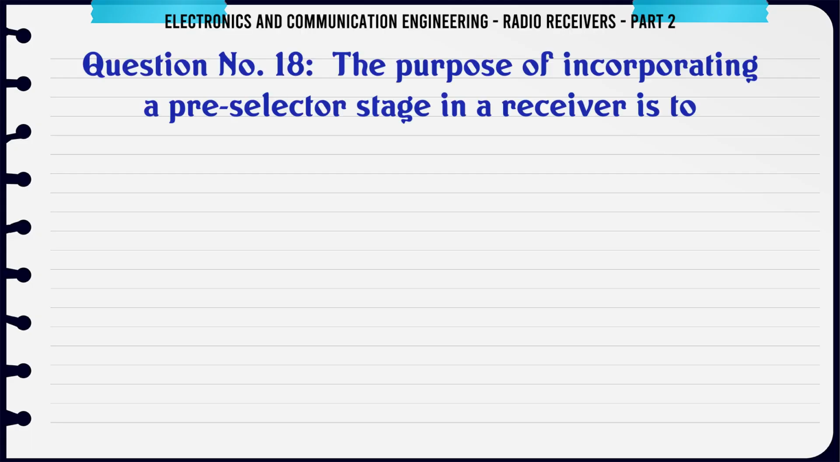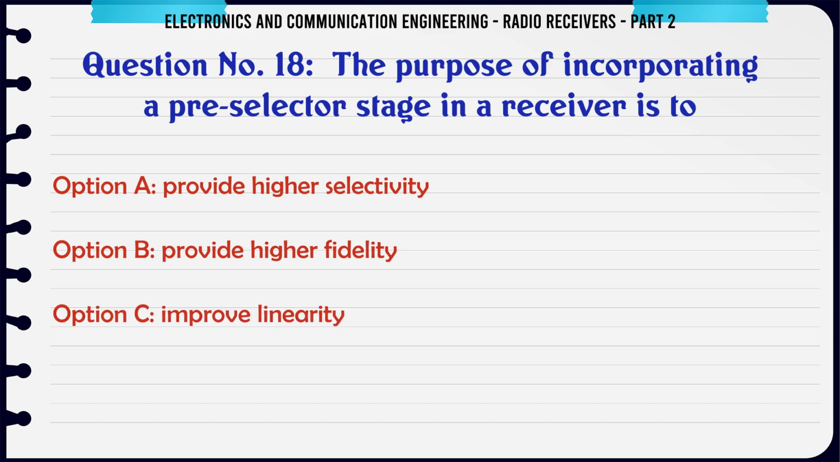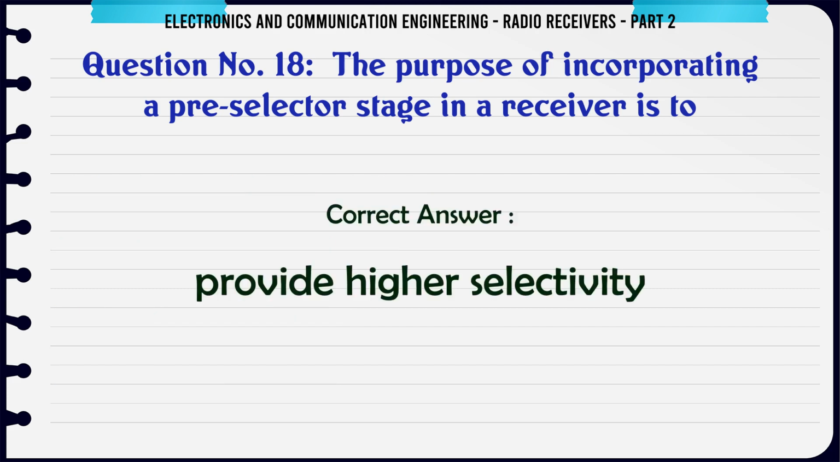The purpose of incorporating a pre-selector stage in a receiver is to: A. Provide higher selectivity. B. Provide higher fidelity. C. Improve linearity. D. Larger passband. The correct answer is provide higher selectivity.